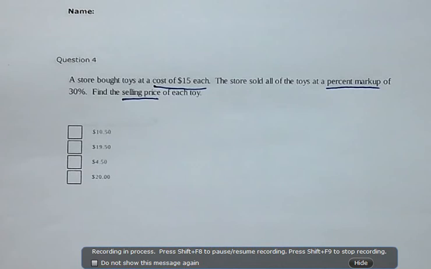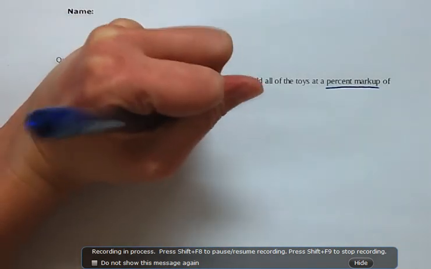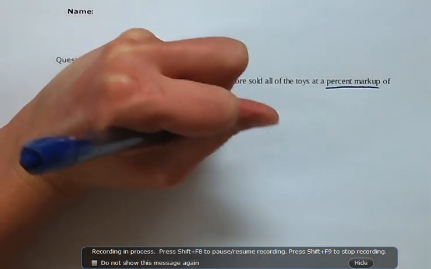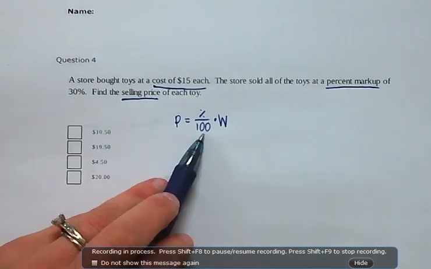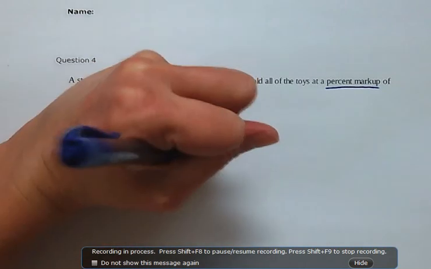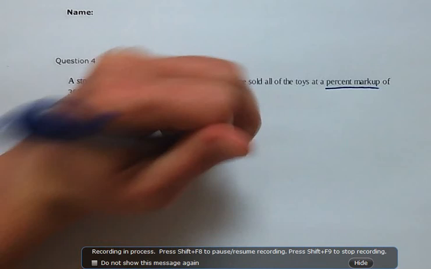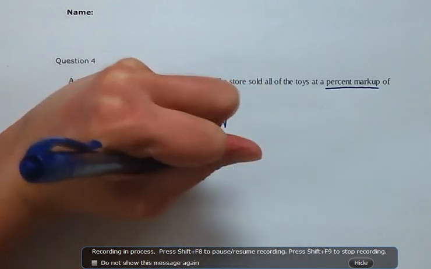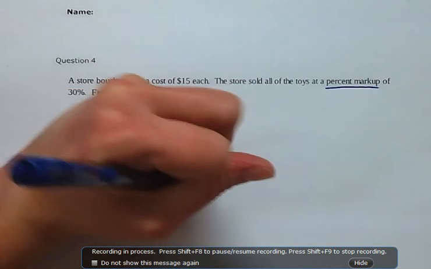When we want to find how much we marked up so that we can find the selling price, we want to take part equals percent over 100 times the whole, and our percent markup is always a percent of the original cost. So I'm going to take 30 over 100, and I'm going to multiply it by that original cost, $15, to find what is 30% of 15. 30 divided by 100 gives me 0.3.